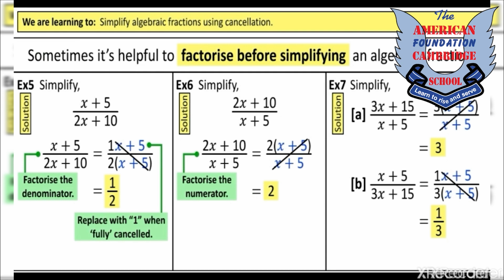You cannot factorize the numerator here. It is already in simplified form. You are just supposed to extract the common factor 2 from the denominator, and then you can easily cancel out x plus 5. Your answer will be 1 upon 2. Same goes for the rest of the examples here in this slide.